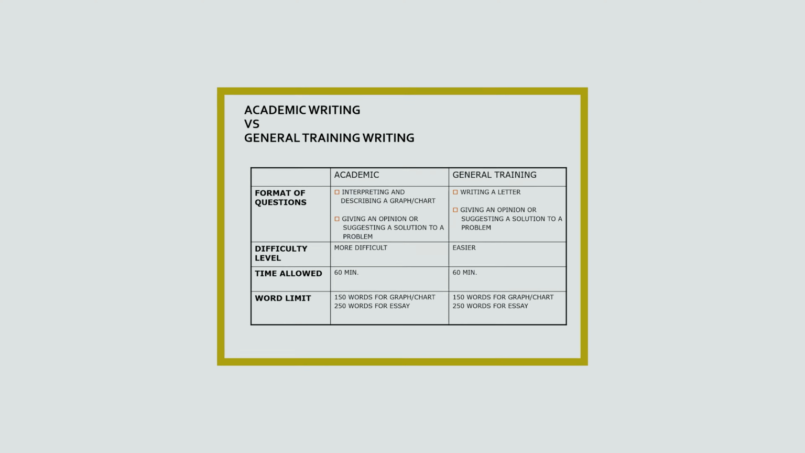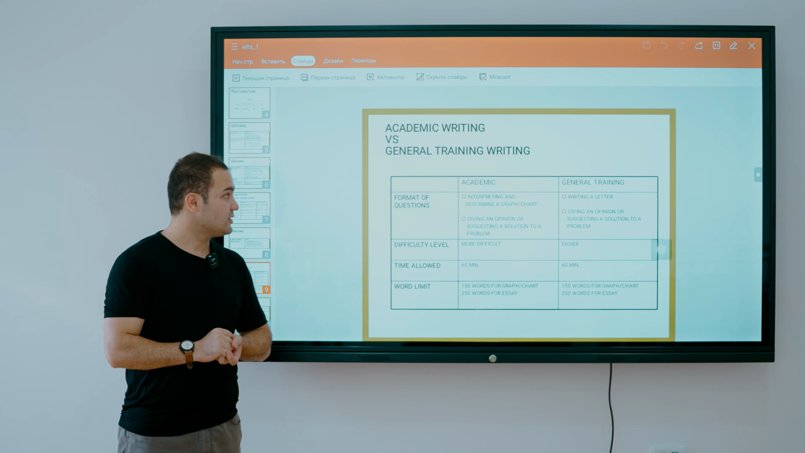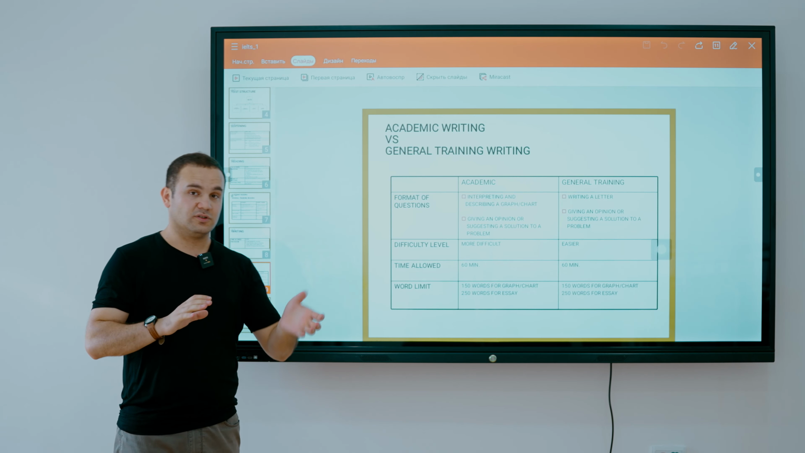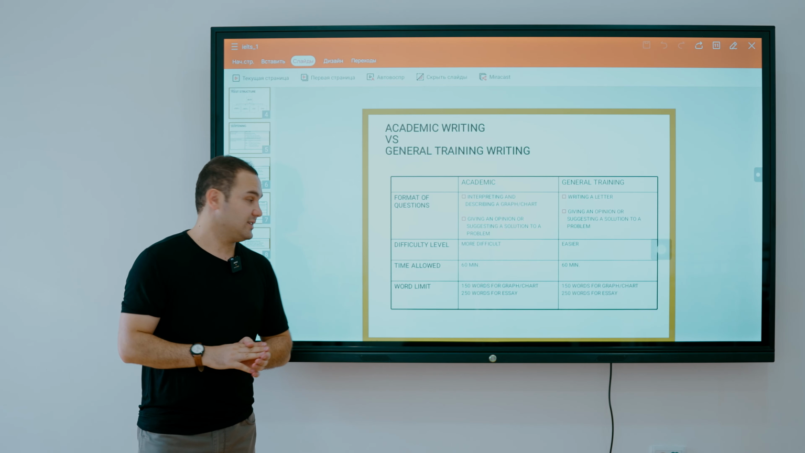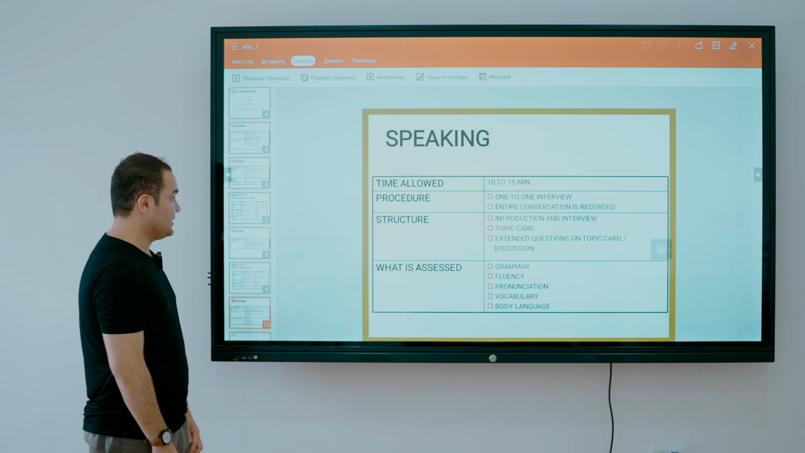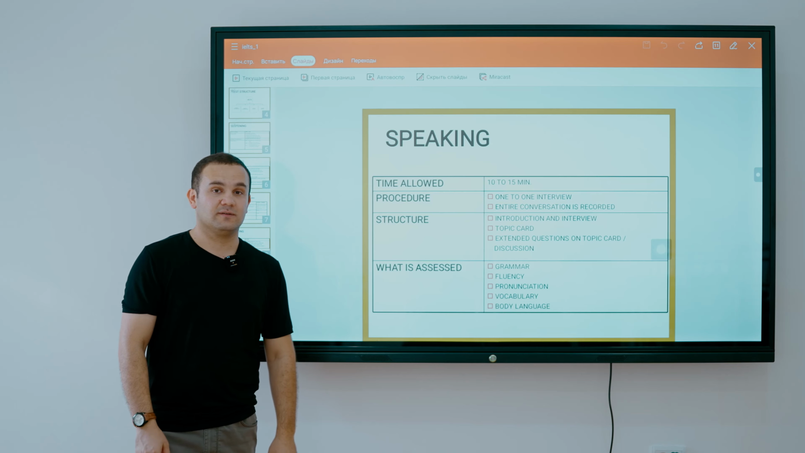And the word limit, let's talk about the word limit. There are 150 words for a graph or chart, and 250 words for the essay. In general training it will be the same: 150 words for letters, for example, and 250 words for the essay. It will be the same as the academic training writing.